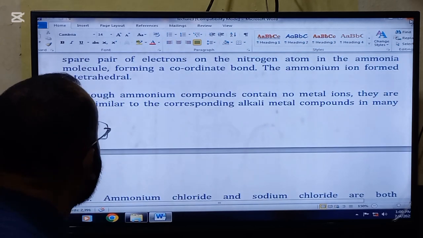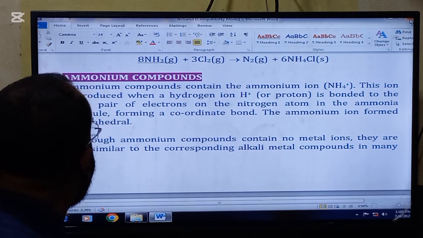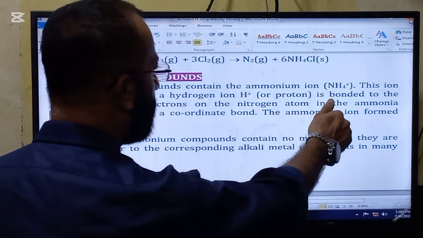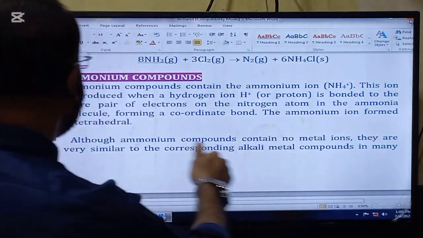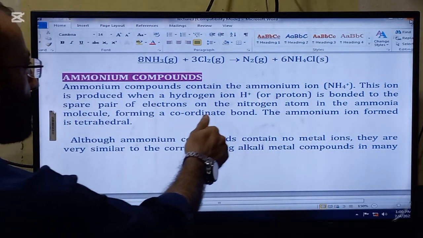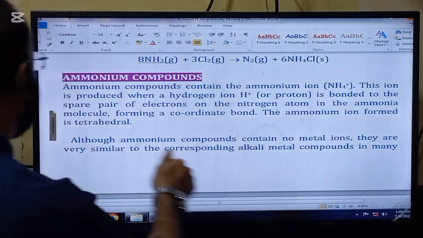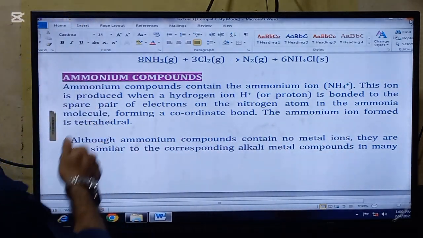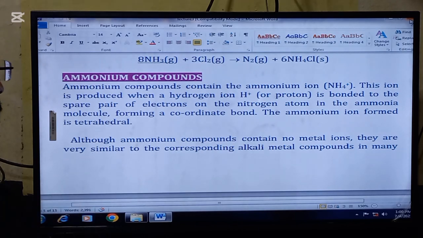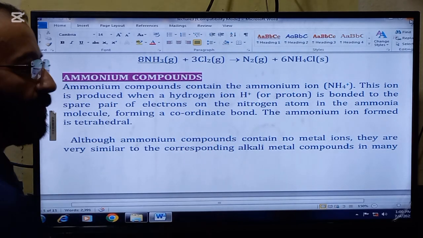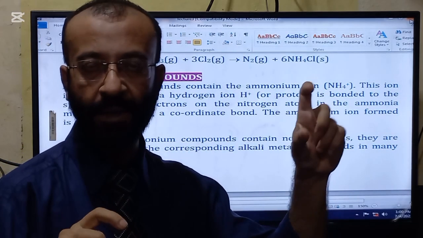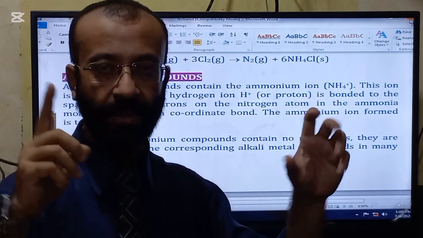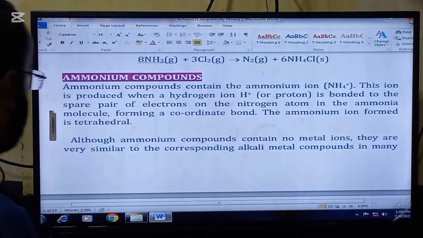Okay, the next thing that we are going to read is the ammonium compounds. Ammonium compounds contain the ammonium ion, that is NH4+. This ion is produced when a hydrogen ion H+ is bonded to the spare pair of electrons on the nitrogen atom in the ammonia molecule, forming a coordinate bond. So when NH3 and H+ combine, they will make NH4+.